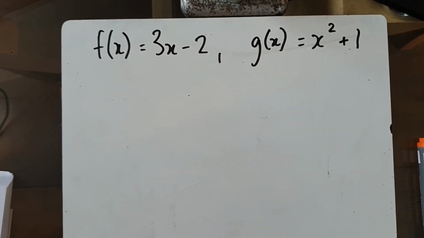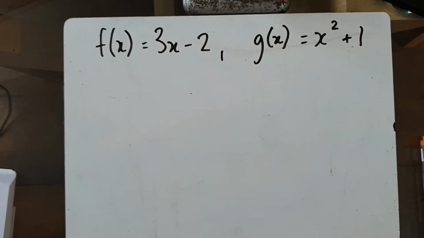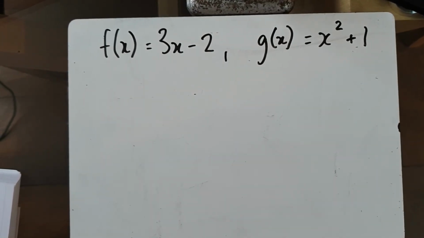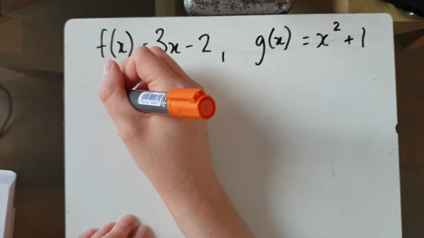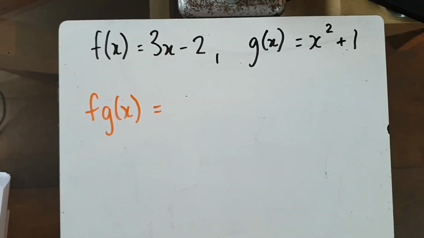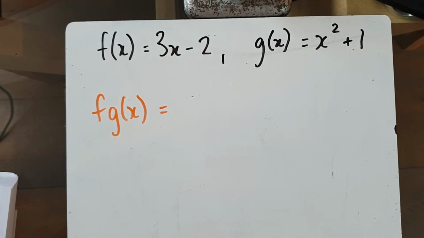So going back to the original two functions, which were f of x equals 3x minus 2 and g of x equals x squared plus 1, I now want you to pause the video and have a go at working out f of g of x. So pause the video, have a go, and then unpause it and I'll go through the answer.